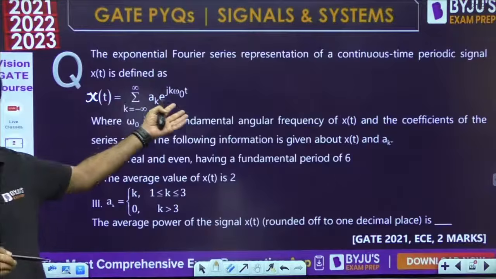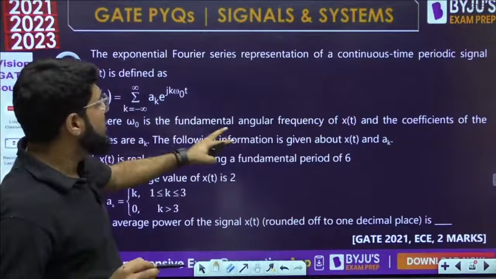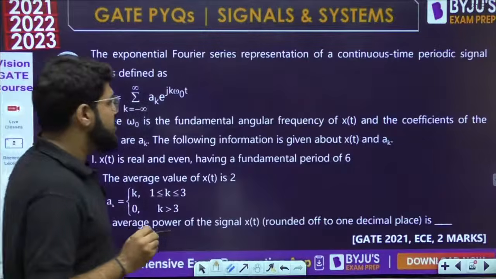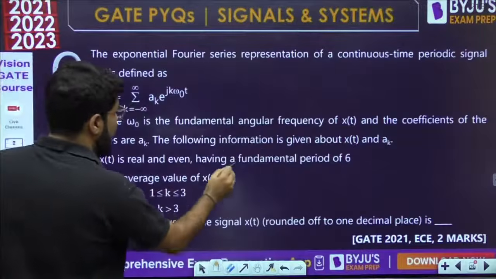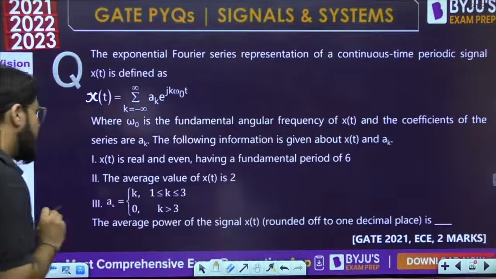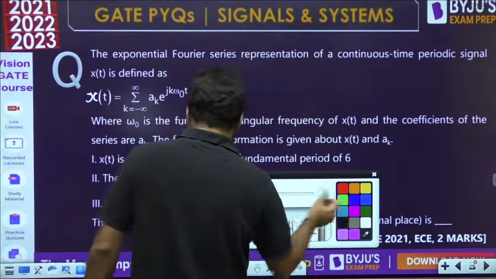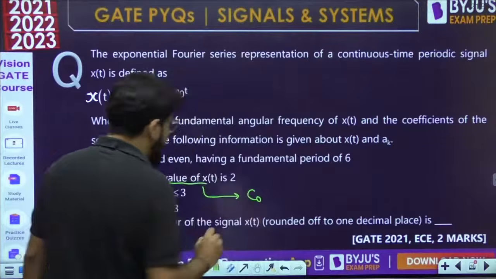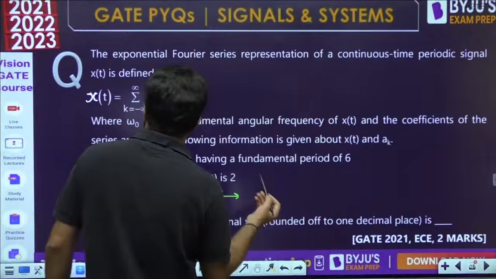We know how the Fourier series is written. This is a regular Fourier series representation where omega naught is the fundamental angular frequency and the coefficients of the series are ak. The following information is given about x(t) and ak. The signal x(t) is real and even and has a fundamental period of 6. The average value of x(t) is equal to 2. What do you mean by this average value? The average value of x(t) is given by the Fourier series coefficient C naught, or let me call it A naught, whatever you call it.